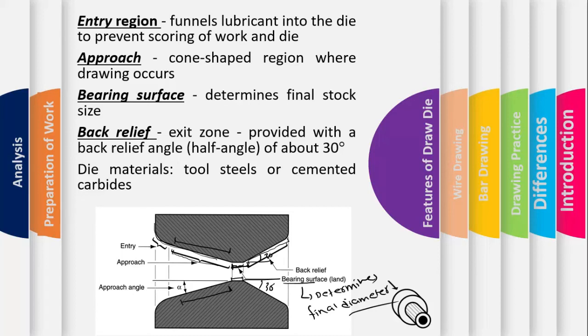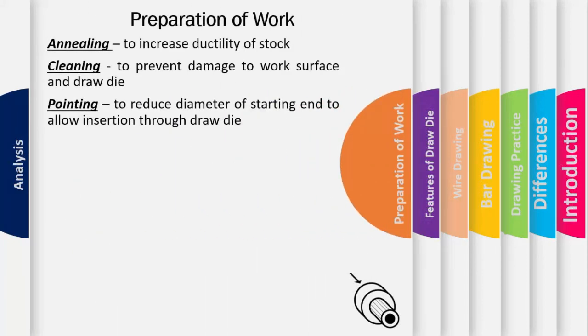Before performing the drawing operation, there is a preparation of work. That is, we prepare the material before the drawing operation. The first one is the annealing, as we have already discussed. The purpose of the annealing is to increase ductility or to soften the material. Then we have cleaning to prevent damage to the work surface and draw dies. So we clean the surface of the dies as well as the work part, so there are no oxides on the surface that end up damaging the surface of the material or the die. And the pointing: as we know, the wire is flat from the beginning, so we create a pointed end like this one.